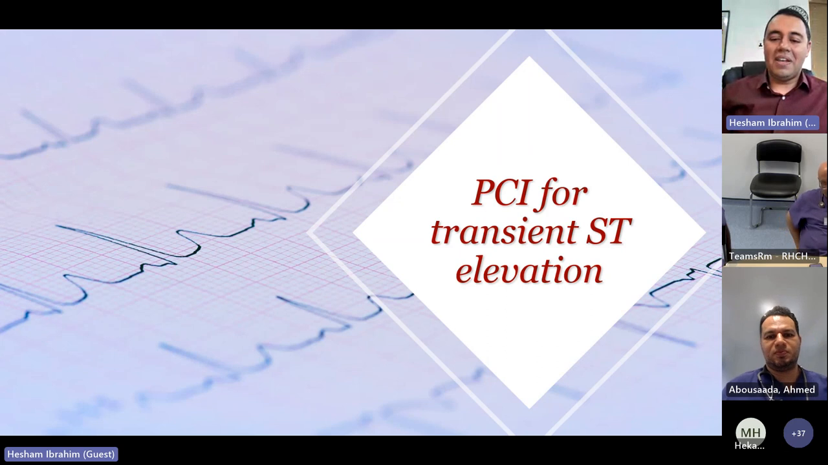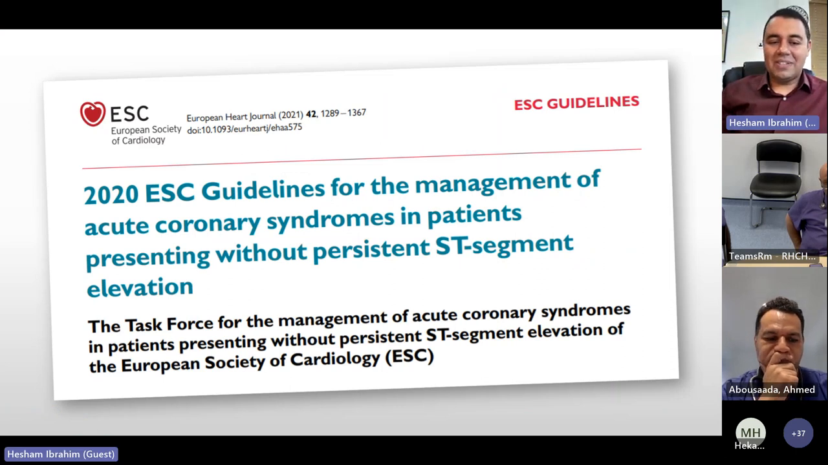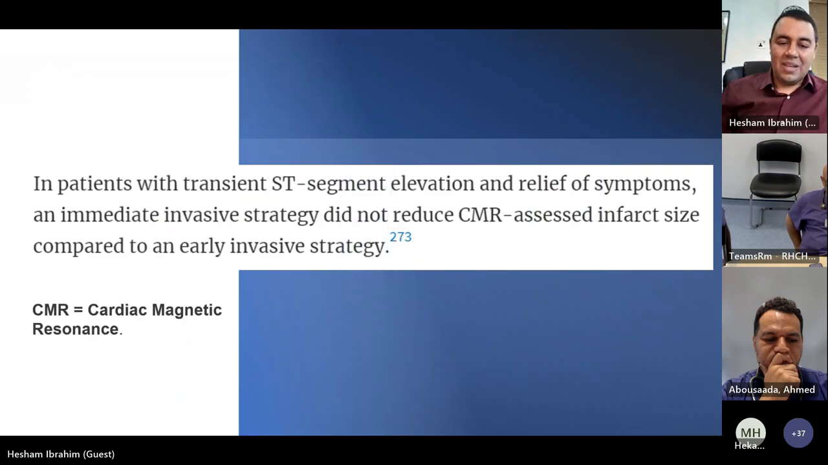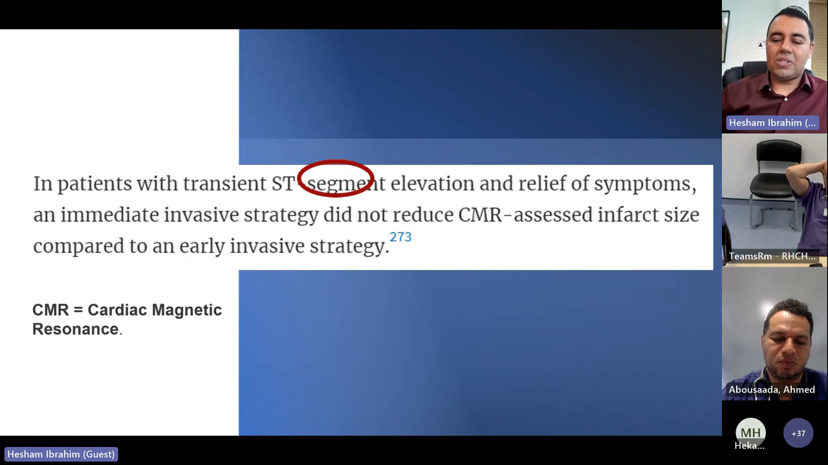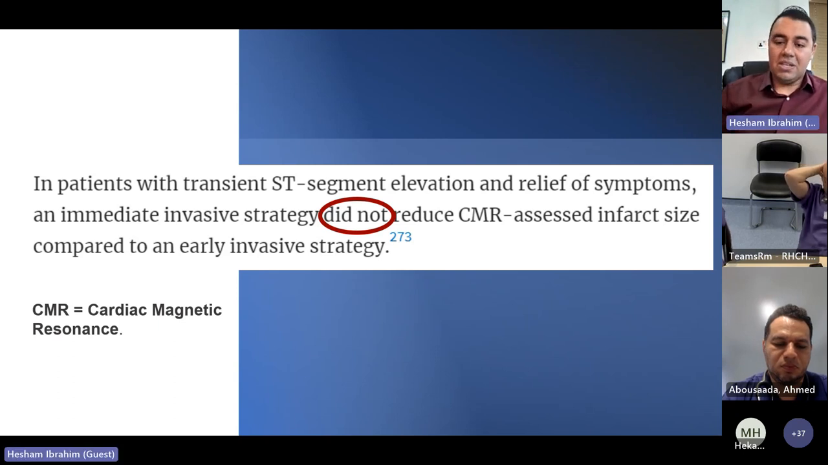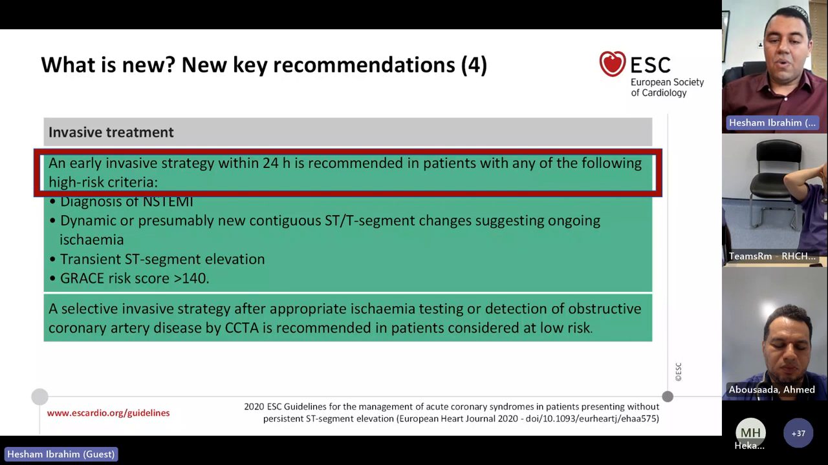Let's talk about the PCI for transient ST elevation, back to the European Society of Cardiology guidelines. And again, we're talking about management of ACS in patients without persistent ST elevation. And here's what they say. They've done a cardiac MRI assessment of the infarct size in these patients. And they found that in patients with a transient ST elevation and complete resolution of symptoms, an immediate invasive strategy did not reduce the infarct size in the MRI, did not add much benefit from this point of view. So the early, the immediate versus delayed showed no difference in the infarct size. So here are the recommendations. You need to do an early invasive within 24 hours.